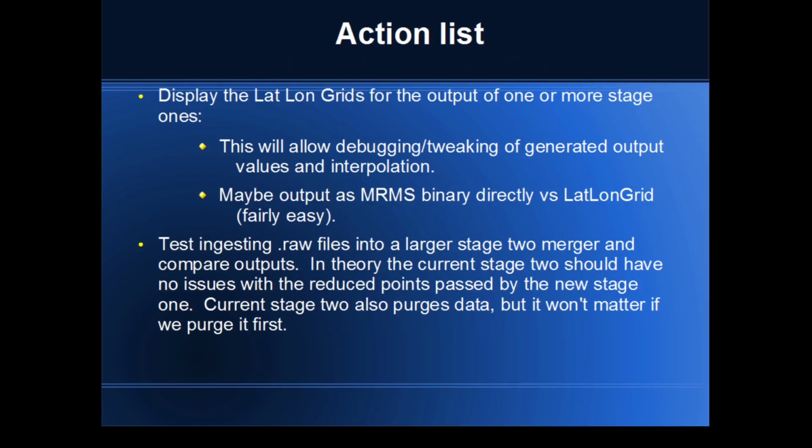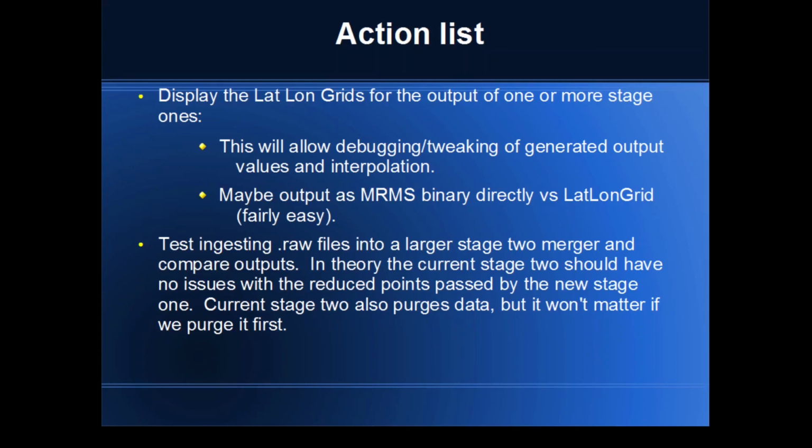So the action list now is, there's a few things here. We want to display the lat-long grids for the output of one or more stage 1 mergers. We need to debug, tweak, and mess with the interpolation more to get it to align more with the merger. We need to make sure things are spatially in the right locations, that there's no errors. So there's bound to be little bugs and things that always happen in this type of work that need to be tweaked. So we need to get this on the web display so we can compare. This may want us to use the MRMS binary directly, or we can use lat-long grids and they can be converted to binary and displayed.